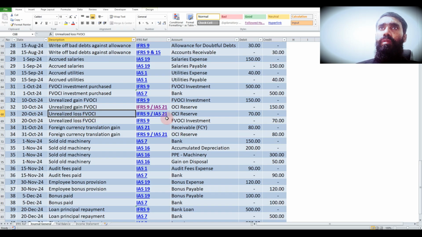Unrealized loss, fair value other comprehensive income reserve debit, fair value other comprehensive income investment credit. Foreign currency translation gain: receivable in foreign currency, FCY receivable debit, other comprehensive income reserves credit.